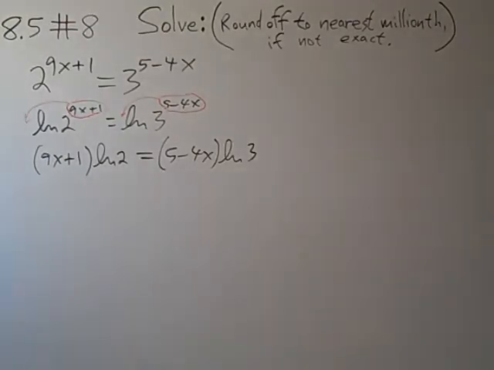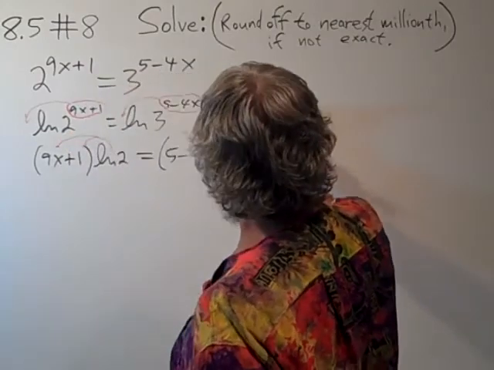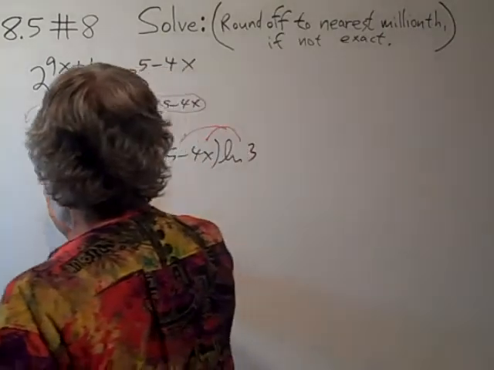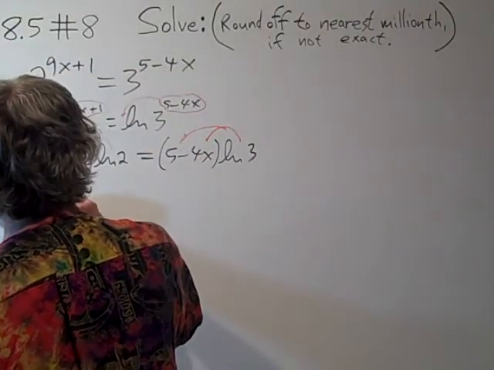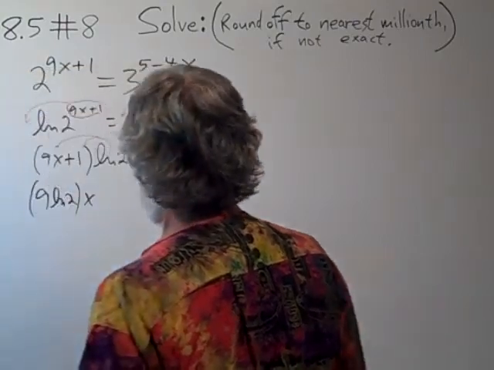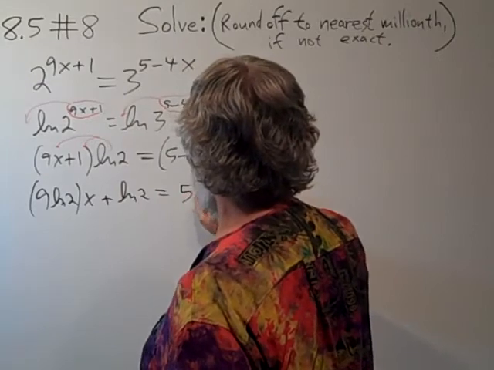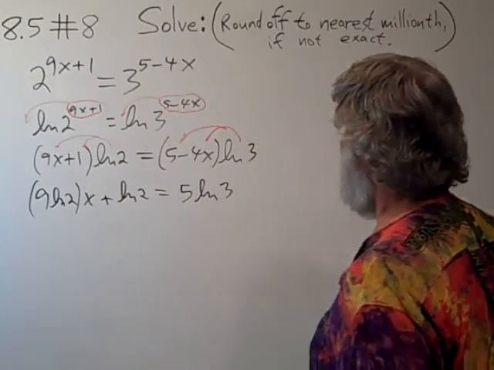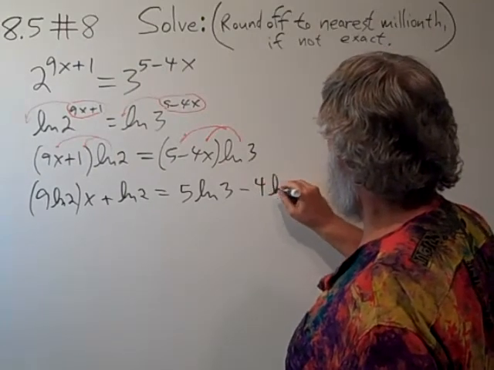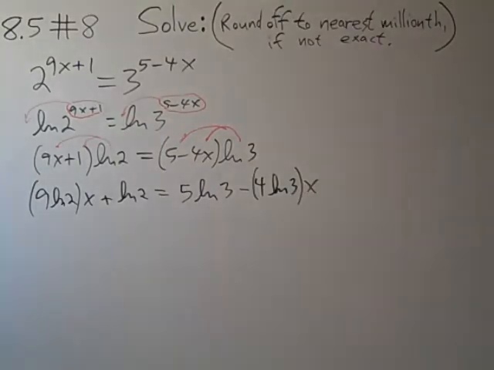I guess we'll distribute this through the parentheses, the natural log of 2 and the natural log of 3. And our equation becomes 9 times the natural log of 2 times x plus the natural log of 2 equals 5 times the natural log of 3 minus 4 times the natural log of 3 times x.